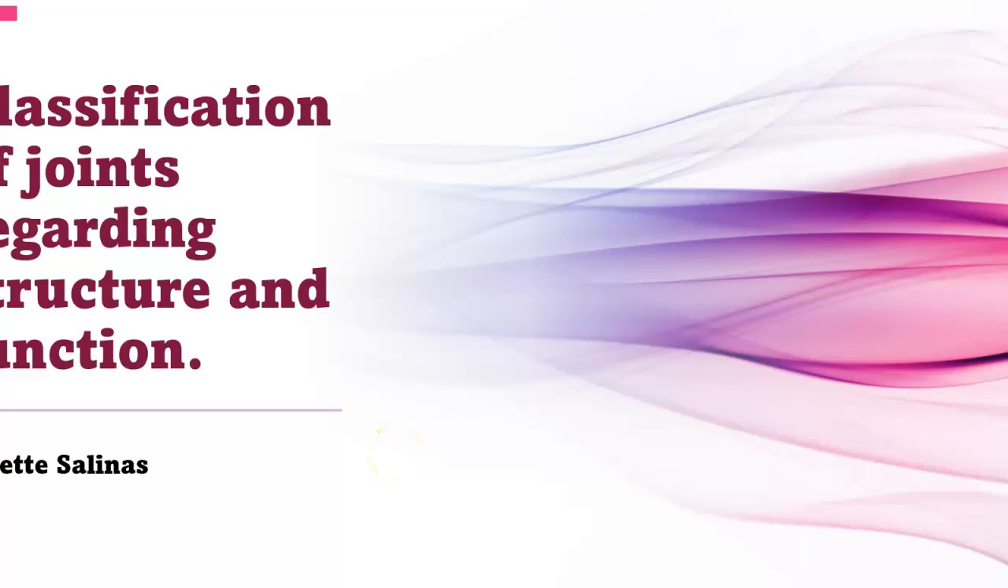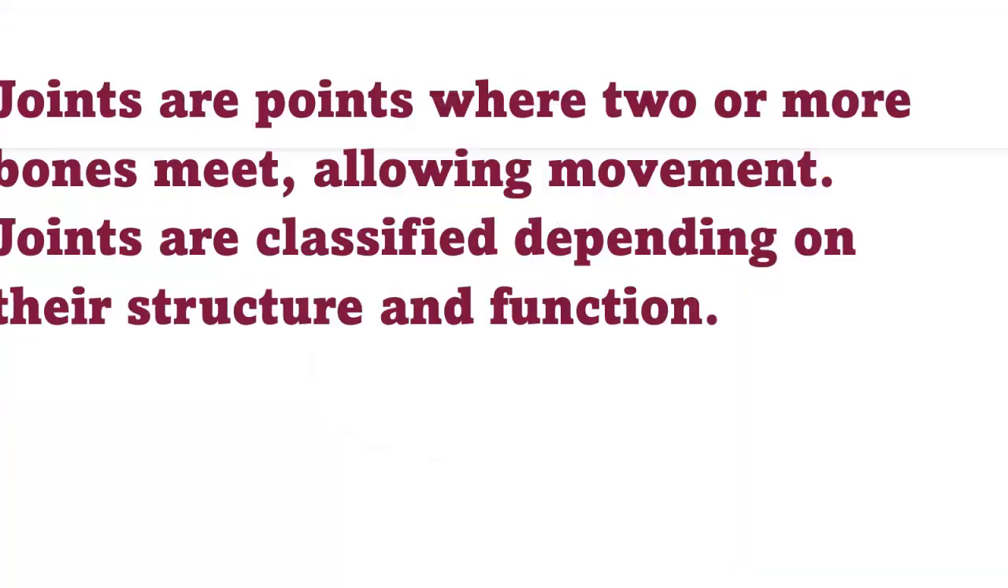Classification of joints regarding structure and function. Joints are points where two or more bones meet, allowing movement. Joints are classified depending on their structure and function.